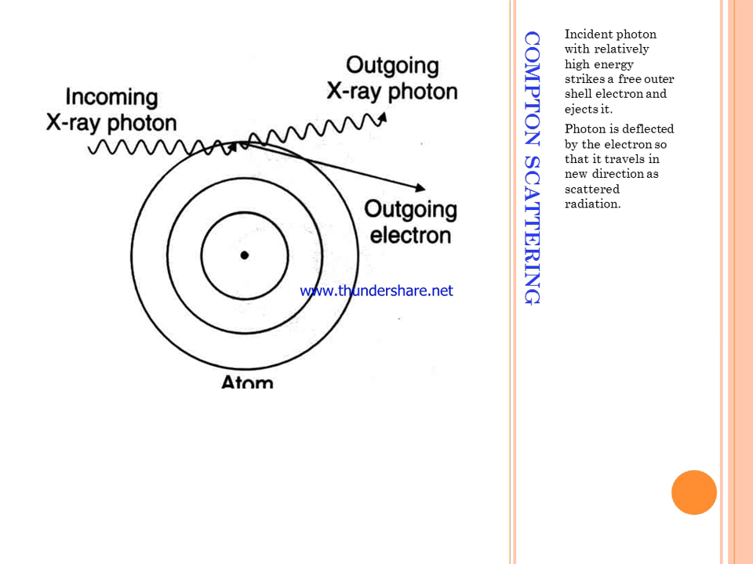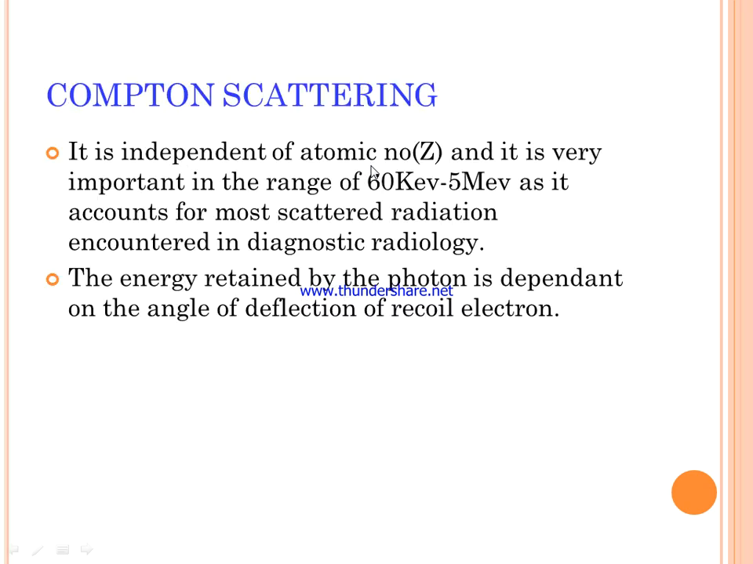Here the image shows Compton scattering. An incident photon of relatively high energy strikes a free outer shell electron and ejects it. The photon is deflected by the electron so that it travels in a new direction. The electron is ejected and travels in a new direction as a scattered electron.